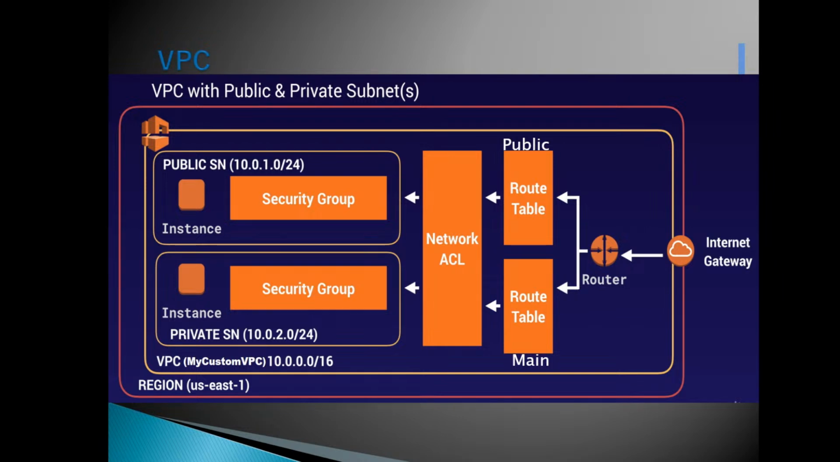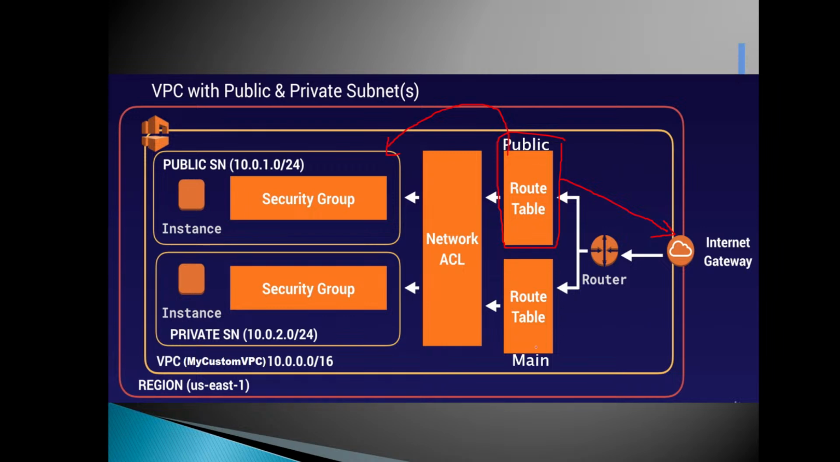Then we attached the internet gateway to our VPC, and we created a new route table. We call it the public route table, and we attached the internet gateway to this new route table. Then we associated the public subnet with the public route table.